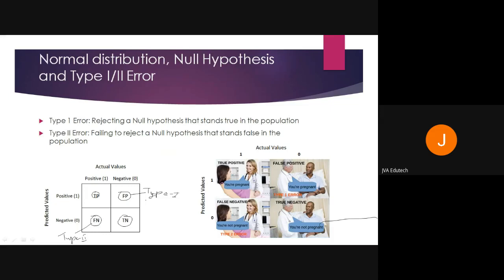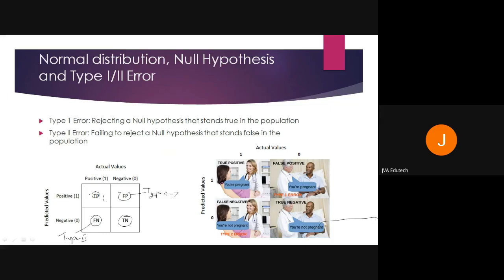Or similarly, take the case of diabetes. A person not having diabetes is tested positive for diabetes. That could be type 1 error, but won't have much effect because actually he's not having diabetes. But what is the case if a person is having diabetes and is not detected? His medication won't start and that could be life threatening. So always avoid type 2 error.